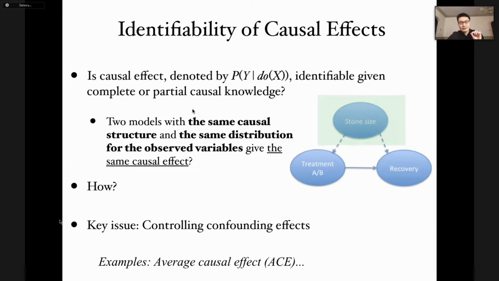Now, whether the causal effect represented by this is identifiable is defined this way. We want to see whether two different causal models with the same causal structure and the same distribution for the observed variables will always give the same causal effect. Clearly, if all relevant variables are observable, then it's always identifiable. But if you have this hidden variable, remember in the asymmetry paradox, if this variable is hidden, a confounder, then this effect is not identifiable because we cannot determine the property of this causal link from their distributions, right? Due to the confounder.